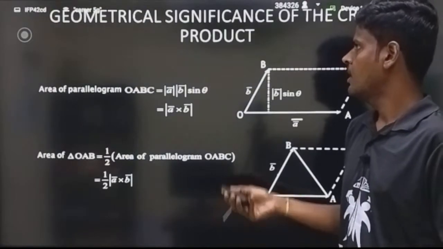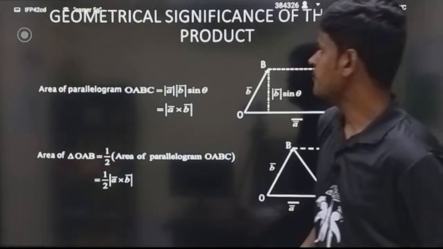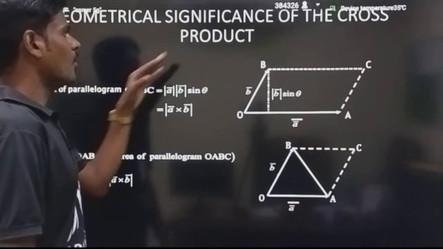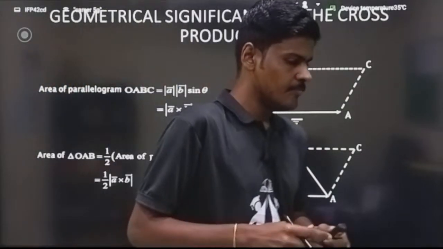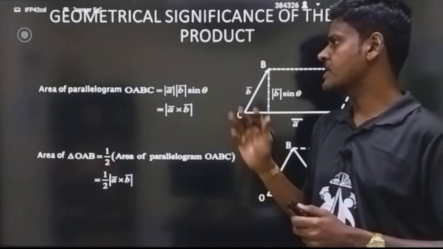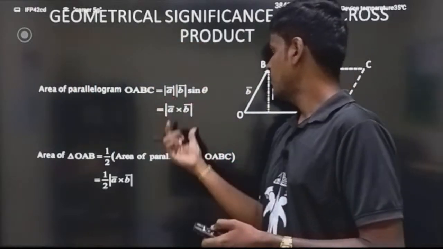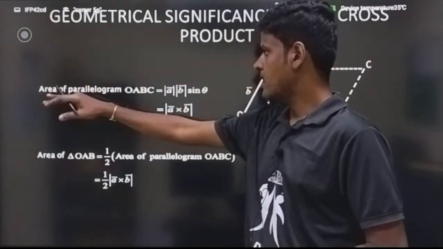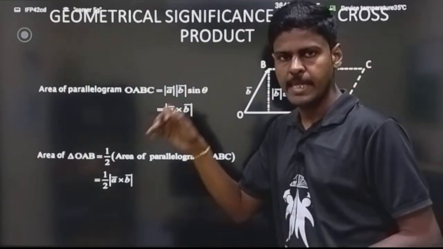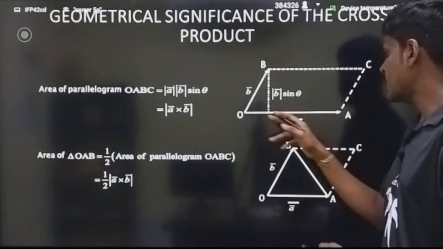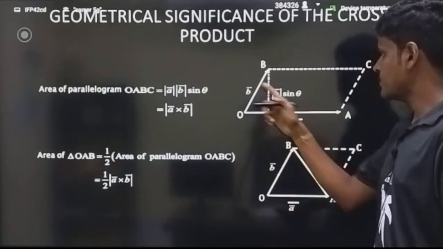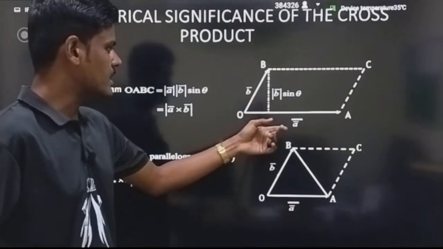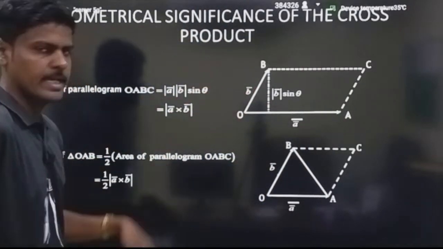Right? Next is the geometrical significance of cross product. What is geometrical significance? This cross product magnitude gives the area of parallelogram. Magnitude of a cross b, that is modulus of a cross b, will give the area of the parallelogram formed with sides a vector and b vector.